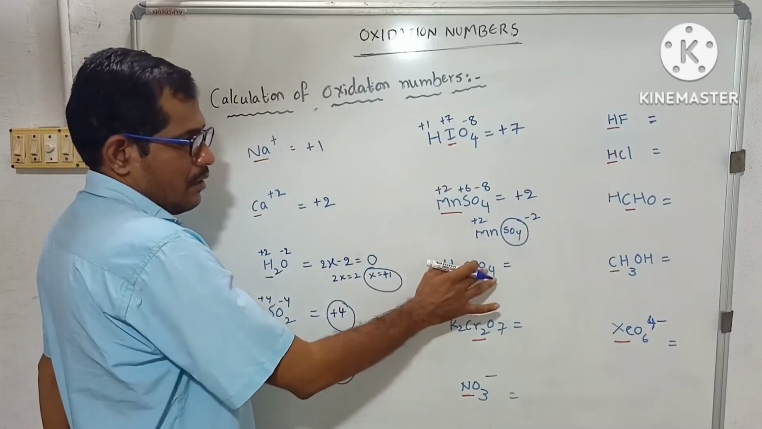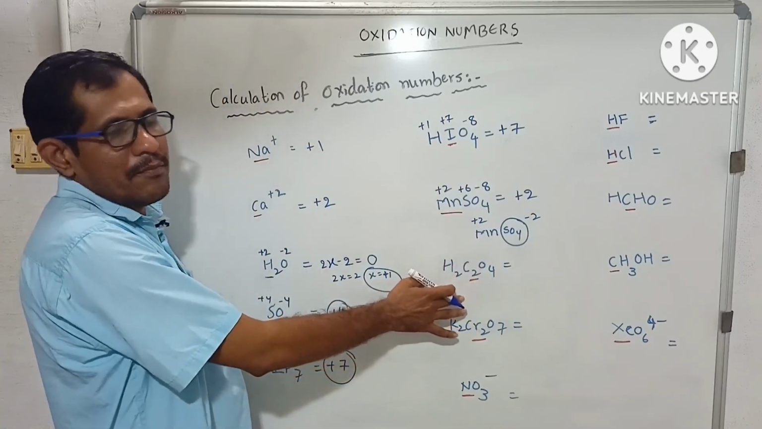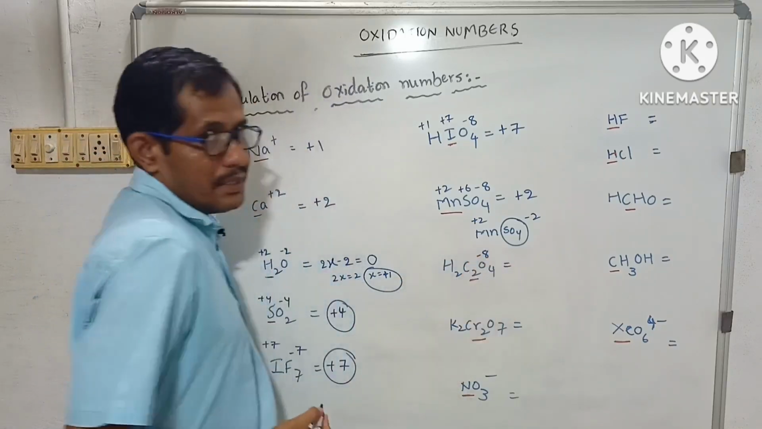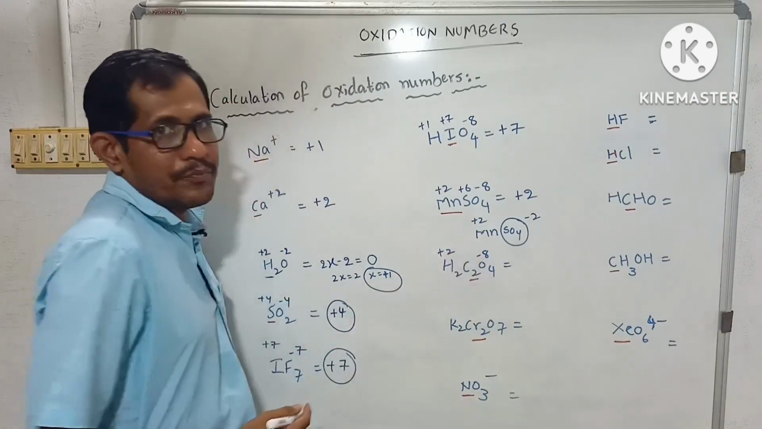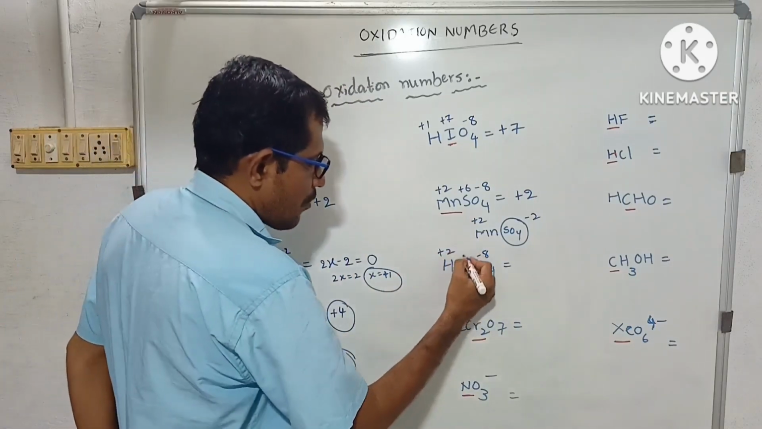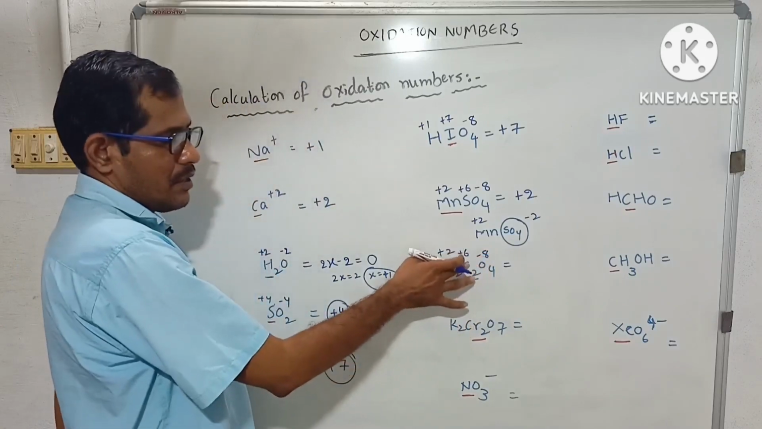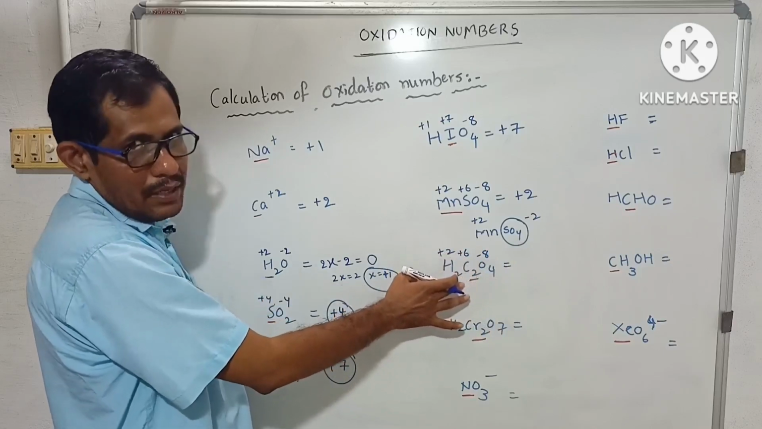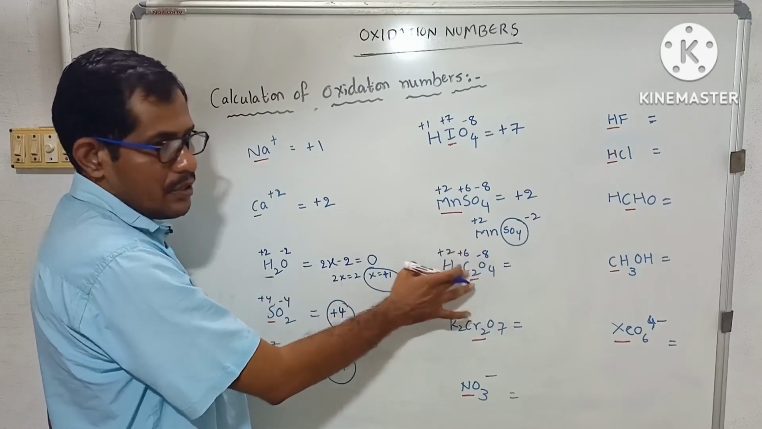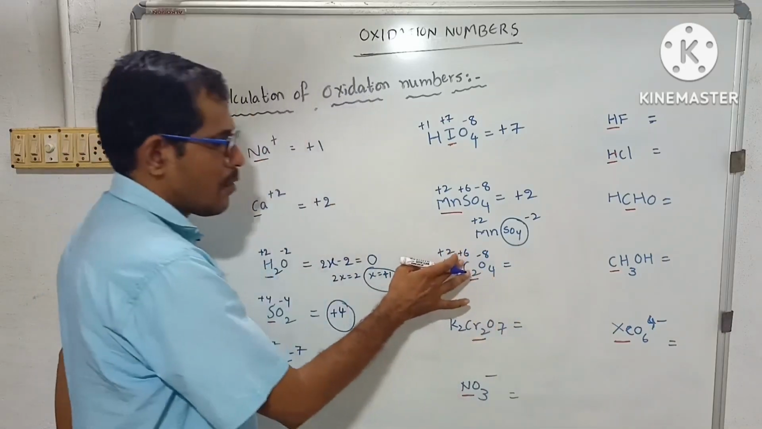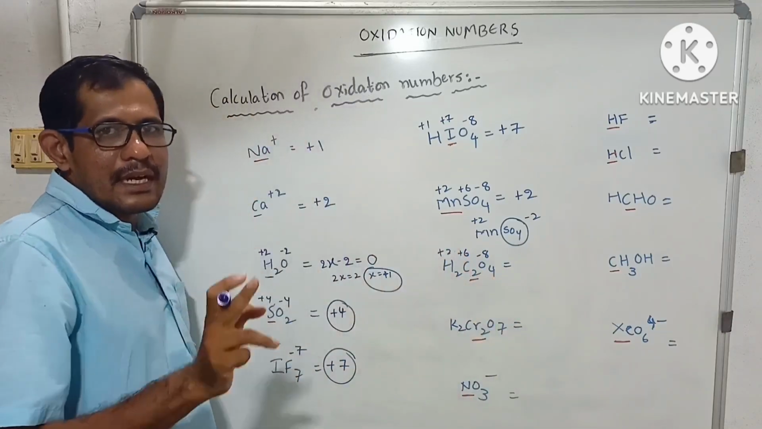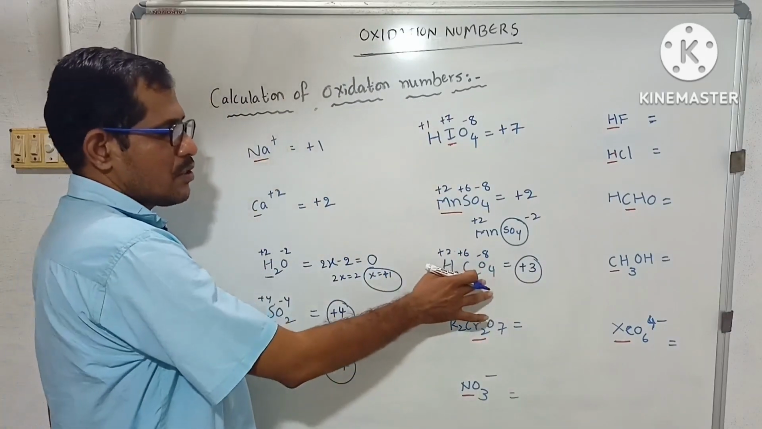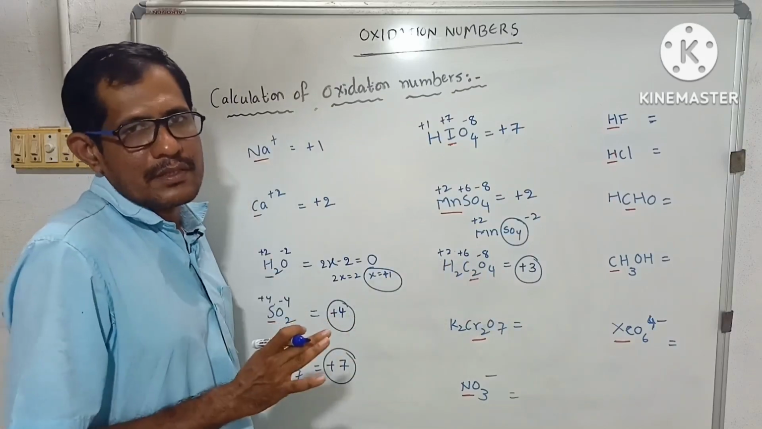Coming to here, you need to find for carbon. Each oxygen atom is minus 2, there are 4 oxygen atoms, so it is minus 8. H2 is plus 2. So carbon, what will come here? Plus 6 will come for carbon, so plus 2 plus 6 minus 8 is 0. But there are 2 carbon atoms, so we need to divide 6 by 2. So the oxidation state of each carbon atom is plus 3 in H2C2O4.